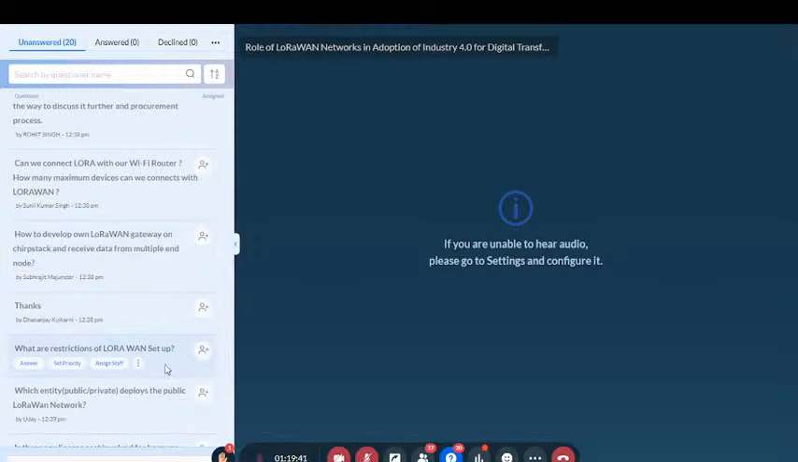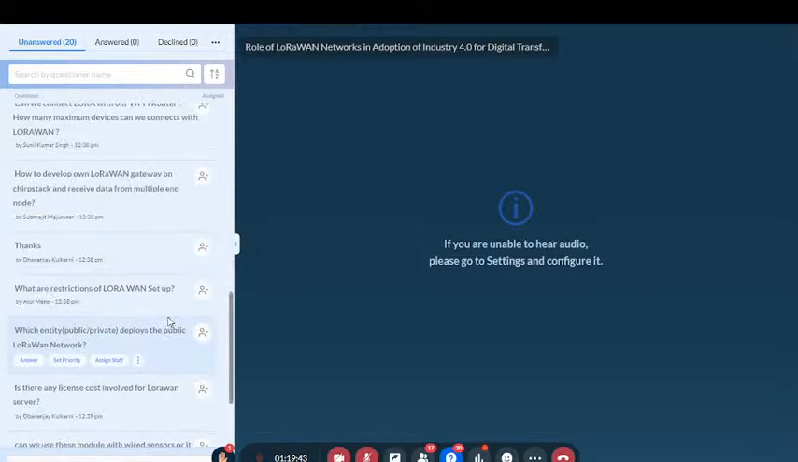So the restrictions are that you cannot send a very huge amount of data. That is the first restriction. The second restriction is that you cannot send very high speed data. Like you cannot do a transmission every second, or every millisecond, or every hundred milliseconds.